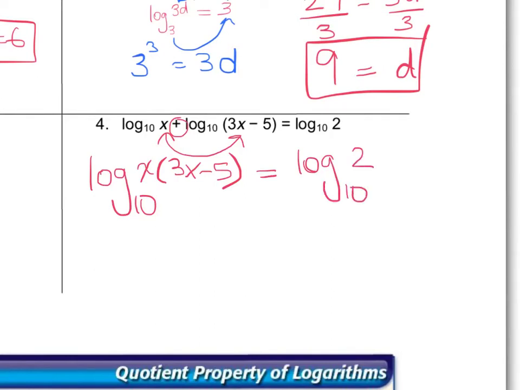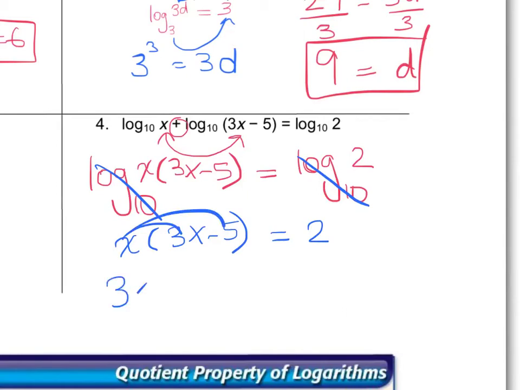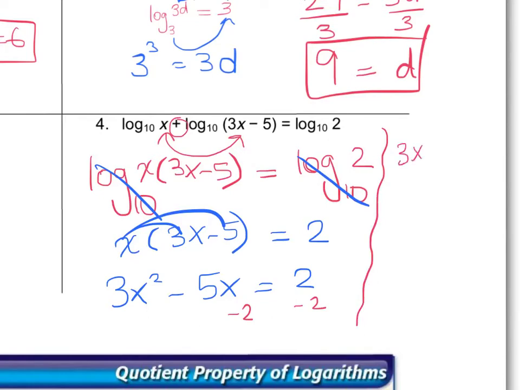Now since you have log on both sides, you can cancel them out. So you are left with x times 3x minus 5 is equal to 2. You can do that. Now FOIL this, so you get 3x squared minus 5x is equal to 2. Since this is quadratic, you need to move this to the other side to solve it. So you get 3x squared minus 5x minus 2 is equal to 0. Now, what do we do next?